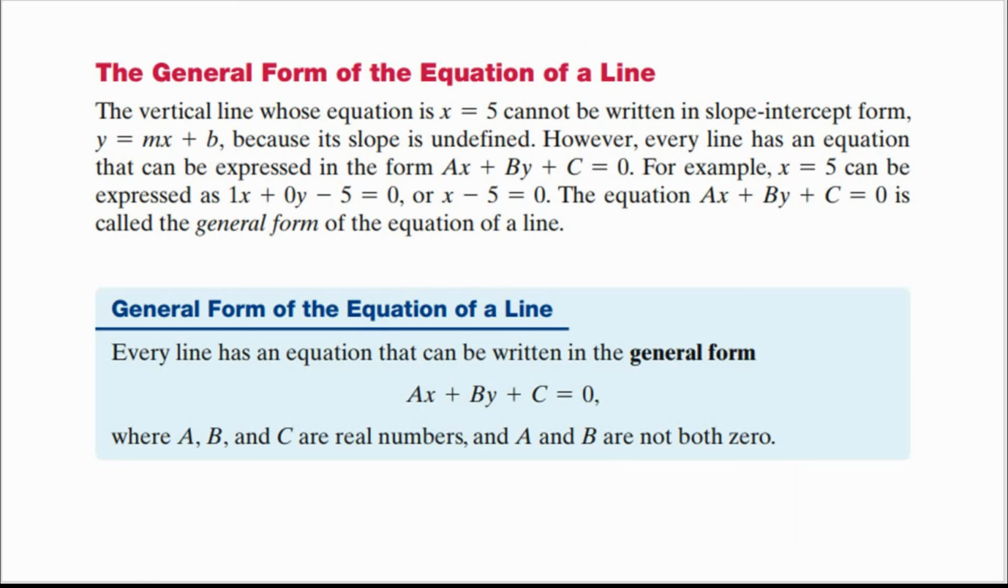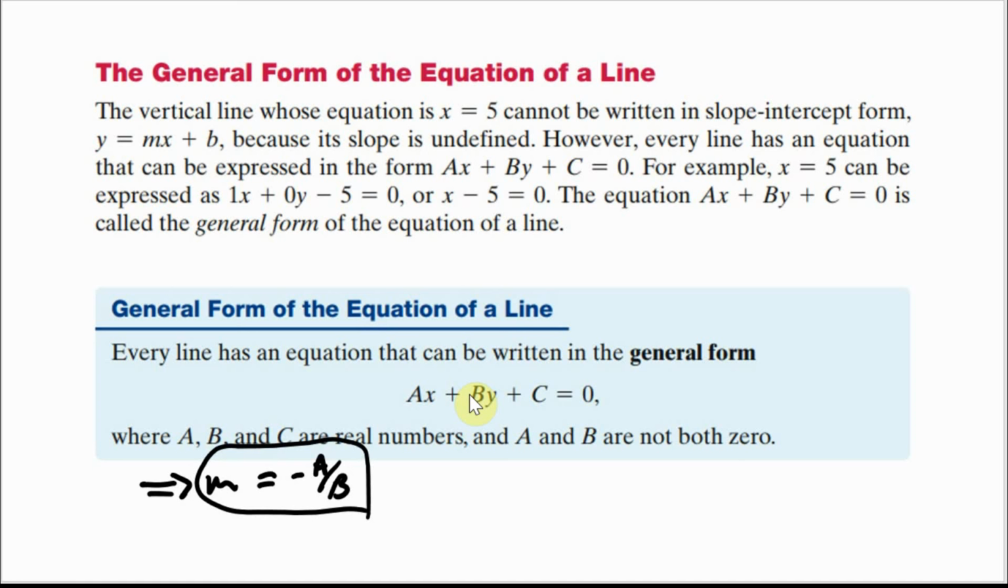So here this implies that the slope is equal to negative a over b. It has to be written in this form. That is, x and y have to be on the same side. And you can quickly extract what you want.